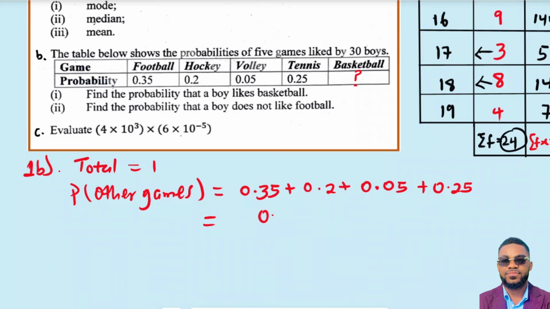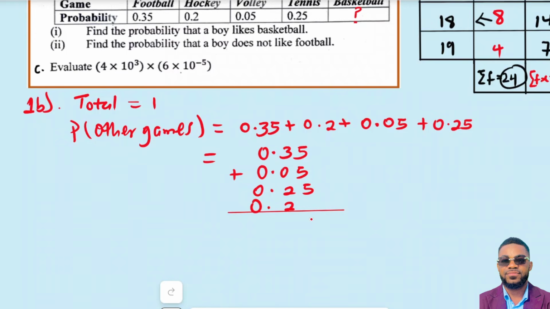So you have 0.35 plus, let me take 0.05 and 0.25. The next one is going to be 0.2. So let's add to see what we are going to get. So 5 plus 5 plus 5 is going to be 15. So we have 5, remainder 1. So 1 plus 3 is going to be 4, plus 2, that is 6, plus 2 is going to be 8. So we have 8 here, 0.0. So that's going to be the sum of the probabilities of the other games.